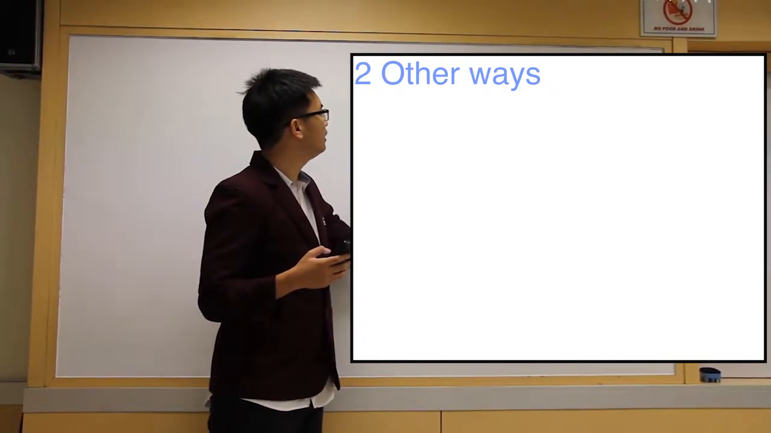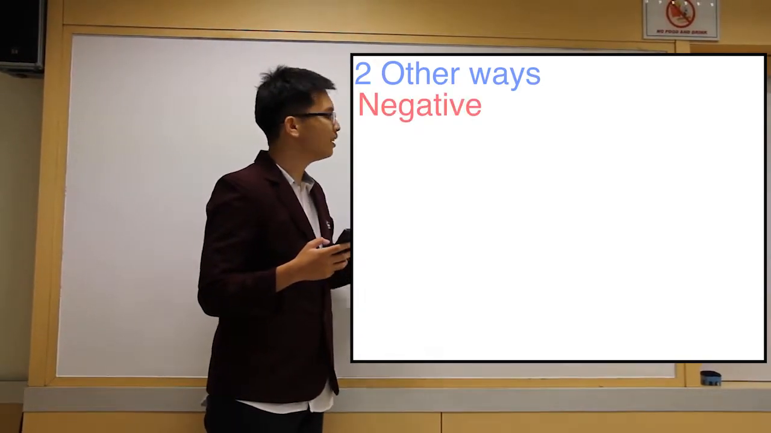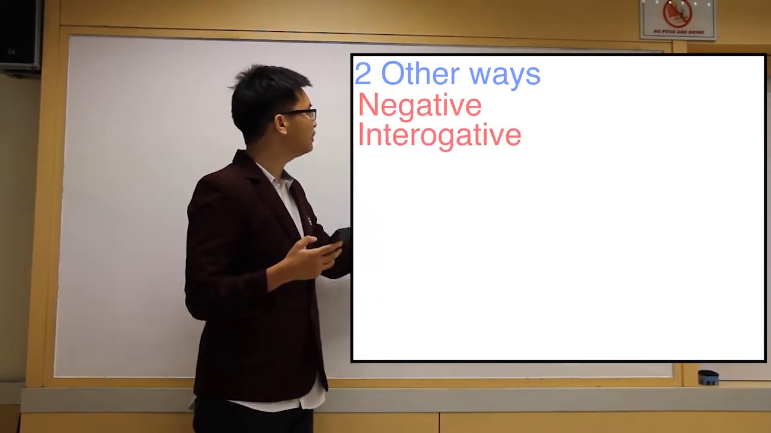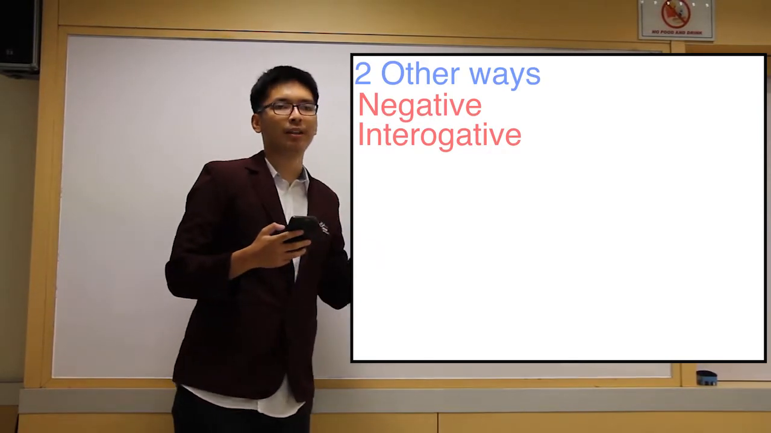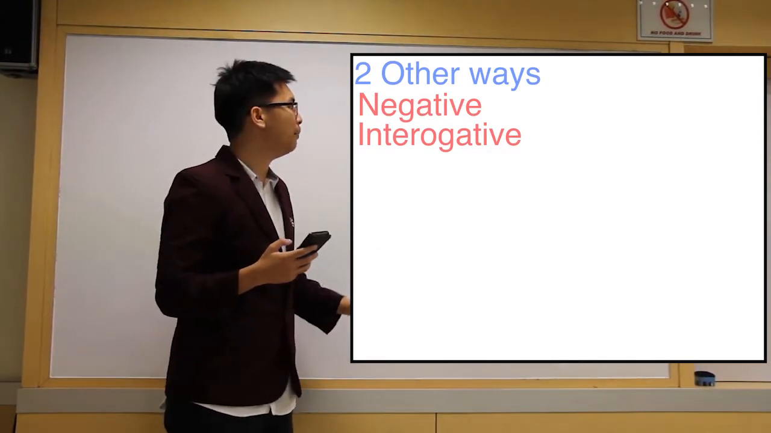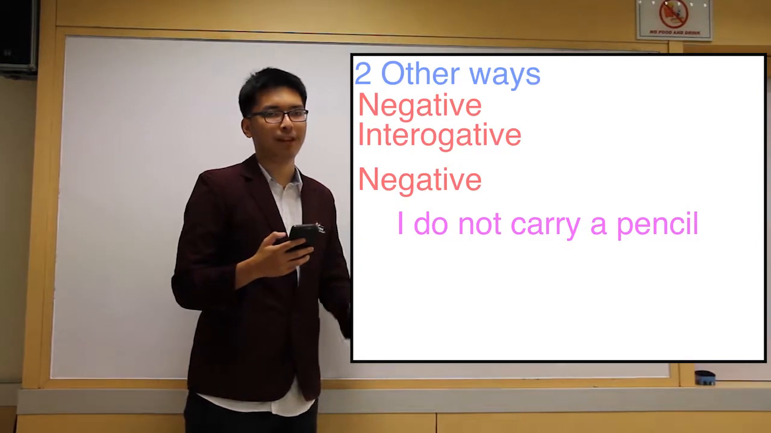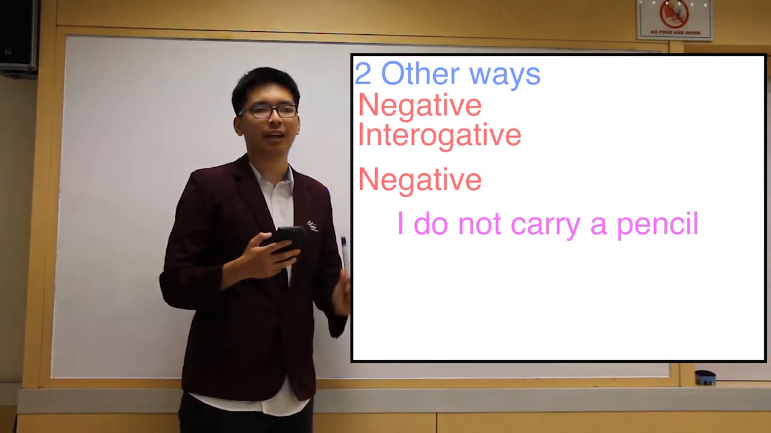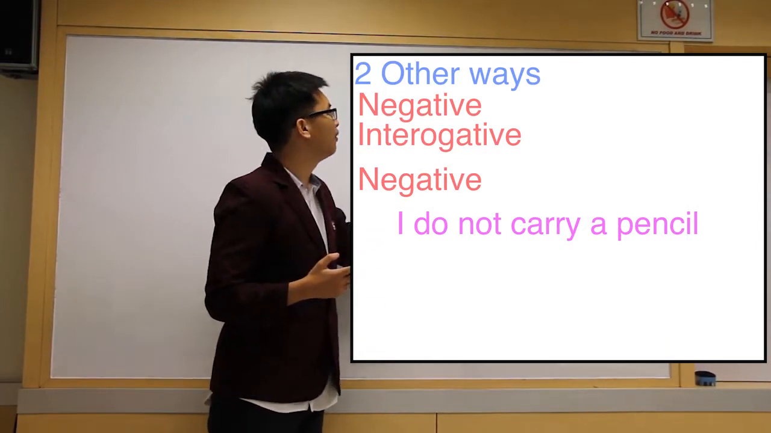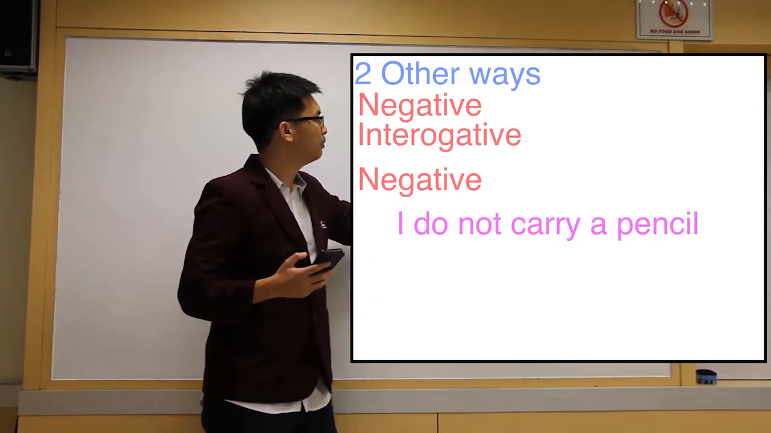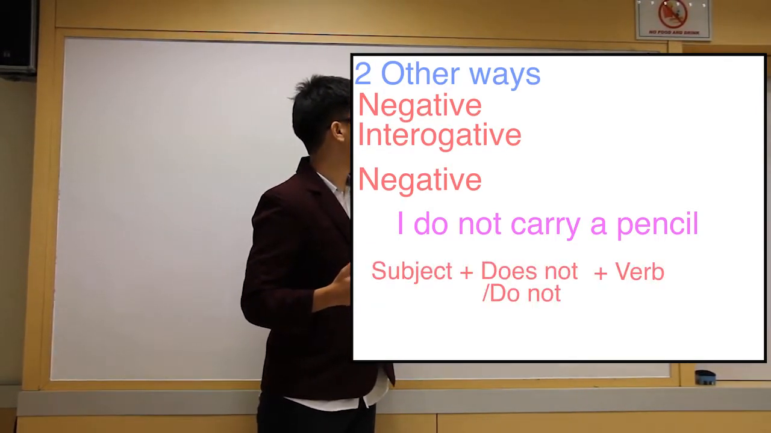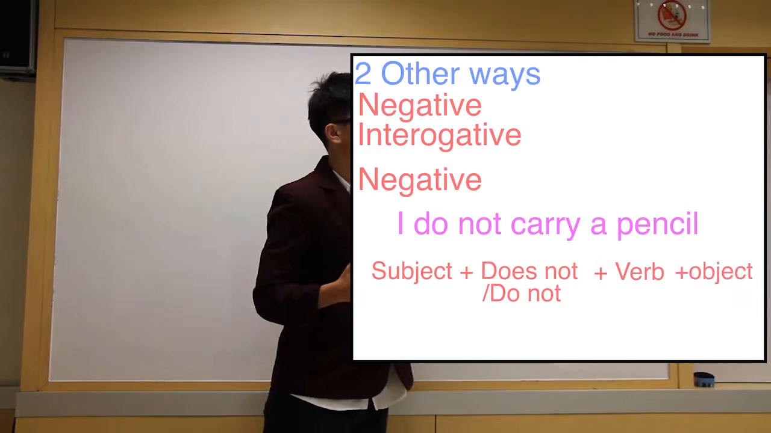Now, there are two other ways to apply the simple present tense: the negative sentences and the interrogative sentences. When it comes to the negative sentences, you're trying to say something negative. For example, I do not carry a pencil. Now, we can see that the formula would be subject, do not or does not, verb, and object.